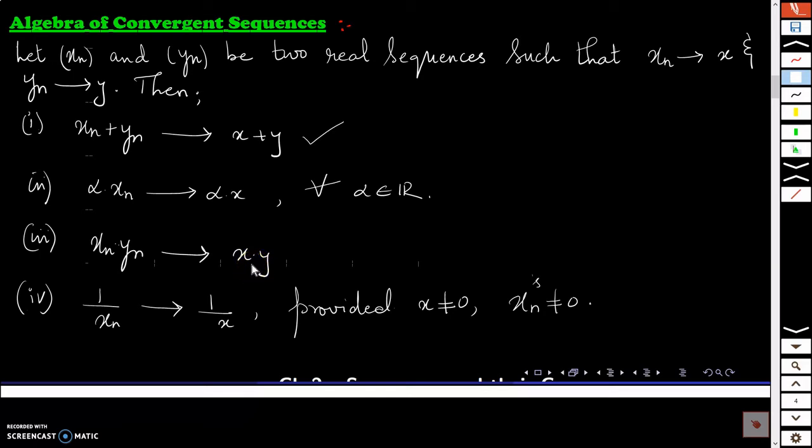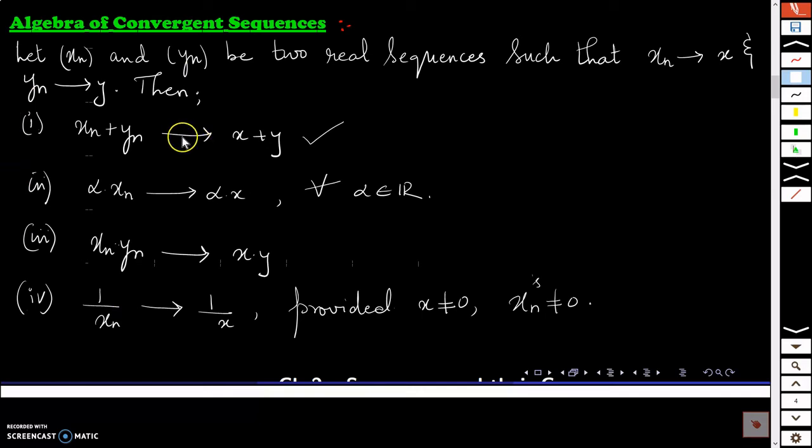Right? And the fourth one says, if xn is converging to the point x, where x is non-zero and xn's are non-zero, then the reciprocal, that is 1 by xn, this sequence will converge to the reciprocal of the limit of the sequence xn, that is 1 by x. Okay, so this is what we have to establish now. We will assume that xn converges to x and yn converges to y, and these four properties we will prove.